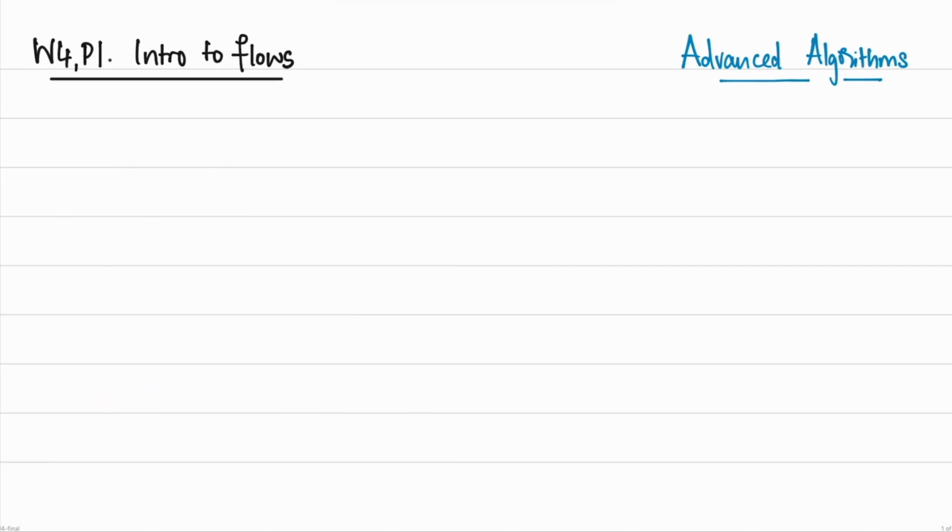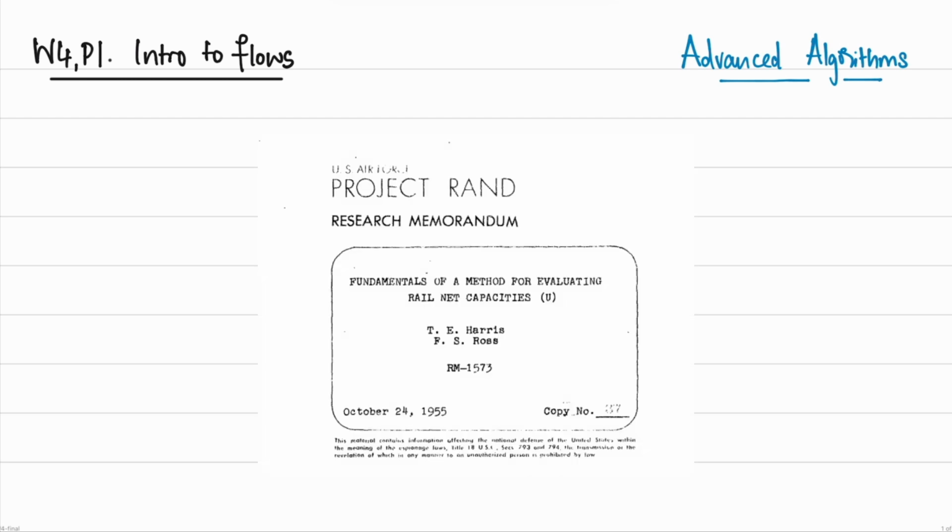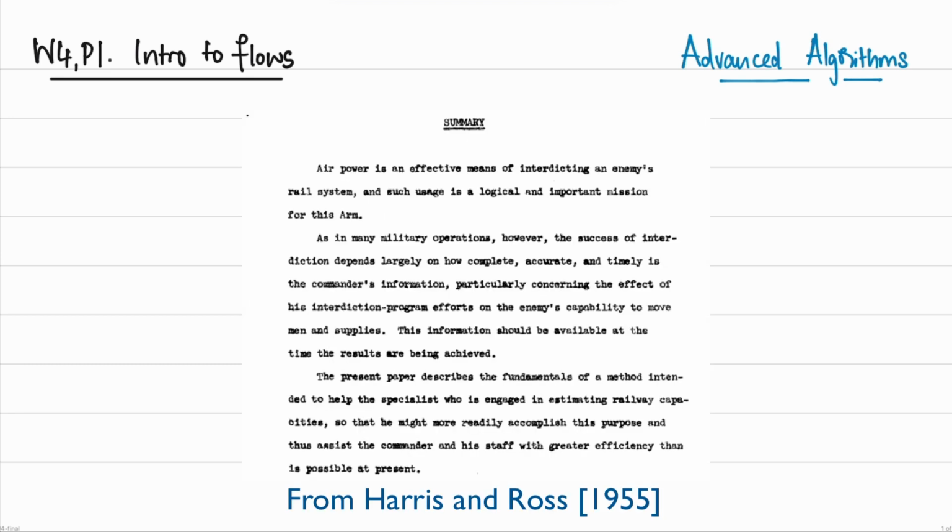So it turns out that the history of the network flow problem goes back all the way to the mid-1950s in a war setting, when a US Air Force researcher and a retired US Army general, Harris and Ross respectively, were trying to study the railroad network that connected the Soviet Union at the time to its satellite countries in Eastern Europe. And they wanted to basically figure out a way of cutting off the supplies that moved from the Soviet Union to these countries in Eastern Europe.